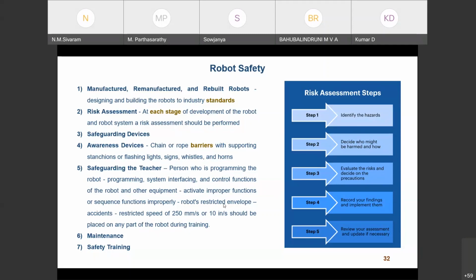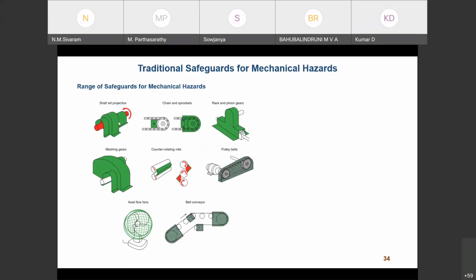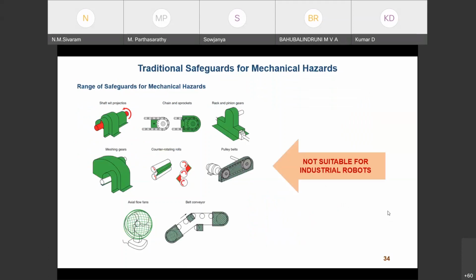Now we will be discussing the safeguarding devices. Ranges of safeguards for mechanical hazards. As we have seen in the previous slides, we had some crushing hazards, trapping hazards, shearing hazards. In general, the safeguards for these mechanical hazards are fixed guards. But these fixed guards are typical for mechanical machinery, not for a robot. You can see this is not suitable for industrial robotics, because an industrial robot moves all over its specific working envelope, and if I put a guard like this, it will create a restriction of movement in a particular joint. So I cannot have traditional safeguards which are used for mechanical hazards.